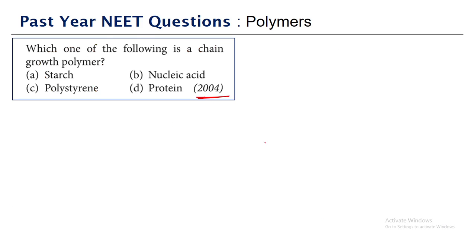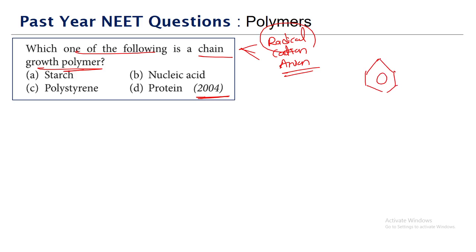Next we have a question that has come in 2004. Which one of the following is a chain growth polymer? Chain growth polymer means we'll have chain growth polymerization happening either by the free radical mechanism or by the cation mechanism or by the anion mechanism. So one such very important example is the formation of polystyrene. So what is styrene? Benzene with CH double bond CH2, that is styrene.